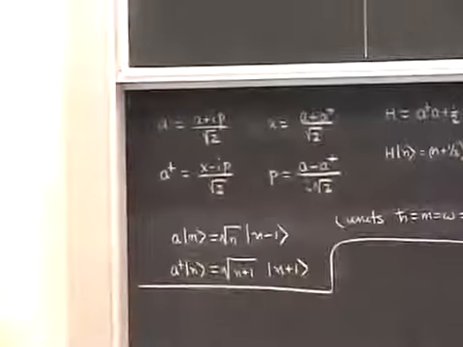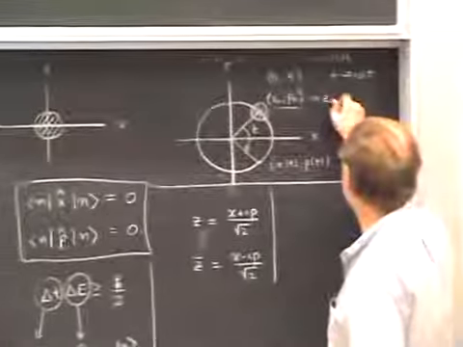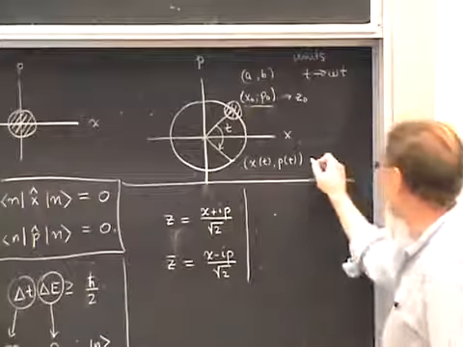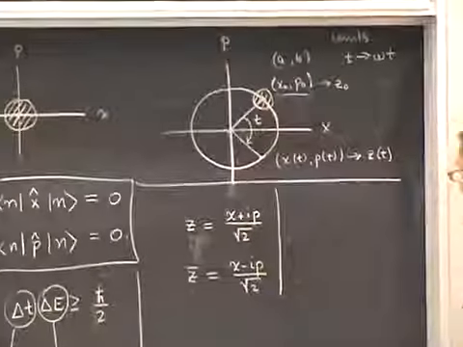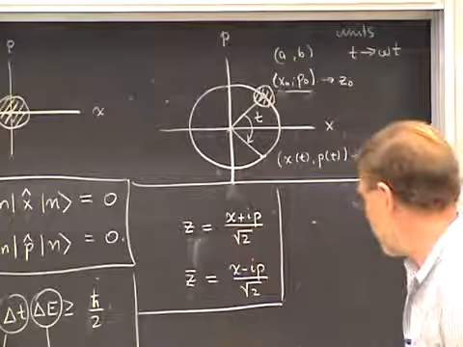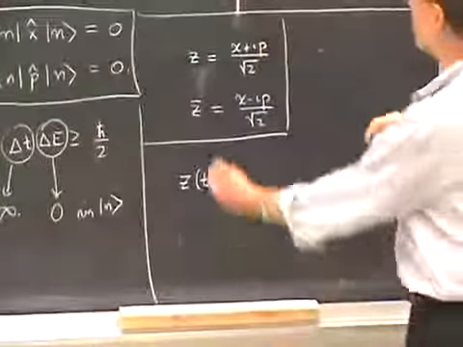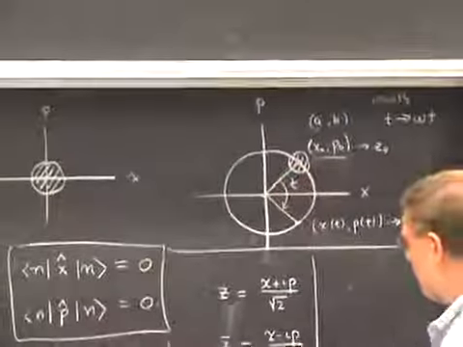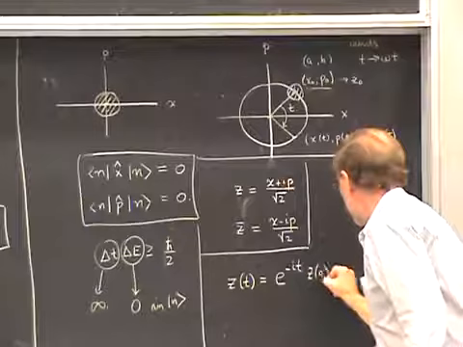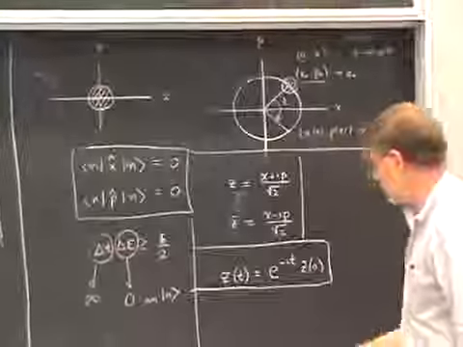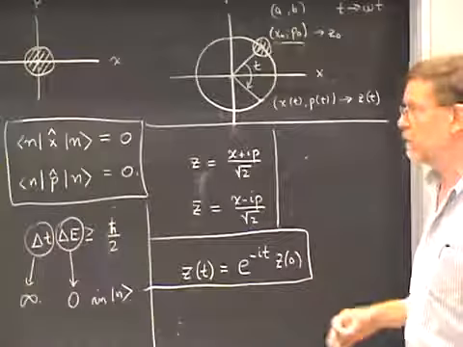All right. Now, if we do this, then this x0, p0 can be translated into a complex initial condition, call it z0. And this x of t and p of t can be translated into a complex final position called z of t. And it's easy to see what the solution of the classical equations is. It's that z of t is equal to just the phase factor, e to the minus it, multiplying z of 0. In complex variables, the time evolution becomes really simple.